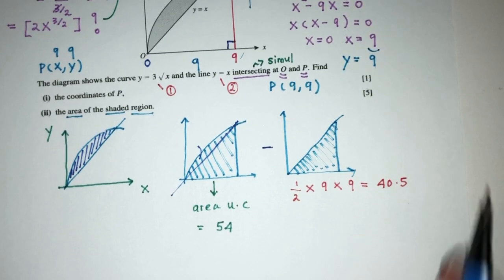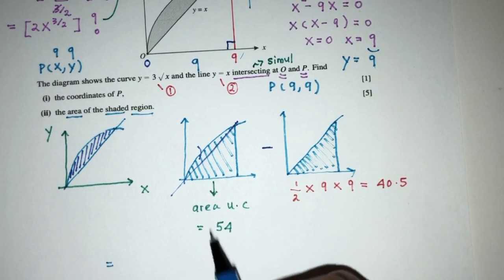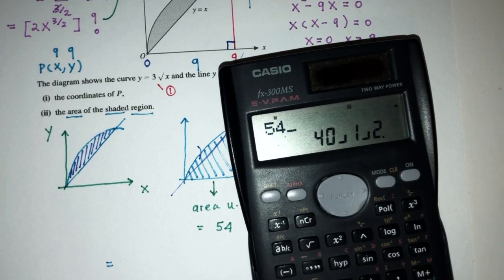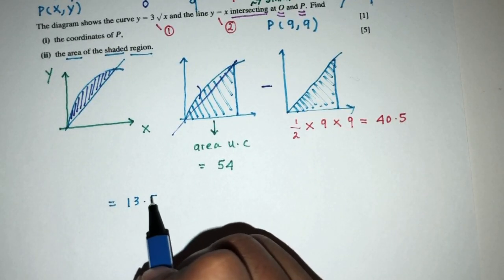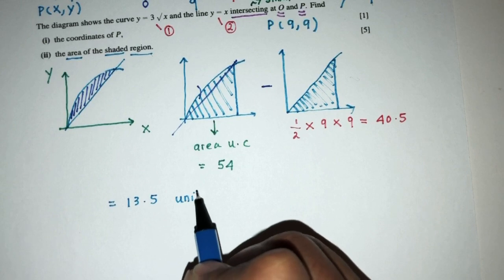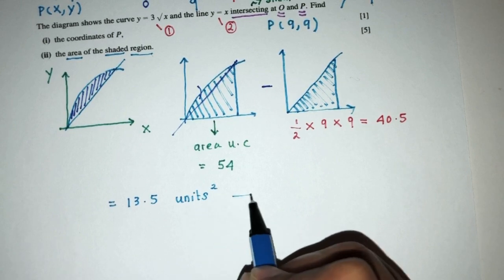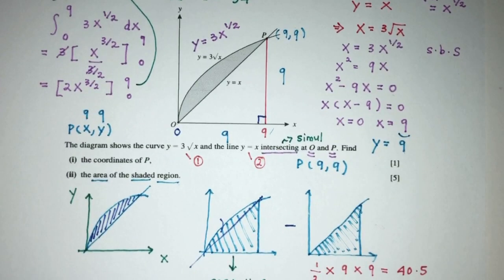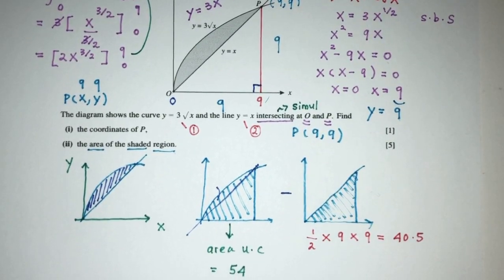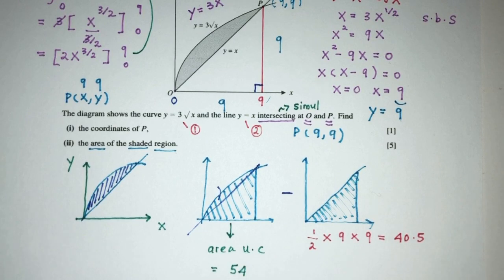Okay, so your answer will be 54 minus 40.5. For the area that we care about, that will be 13.5. Of course, you have to write units squared for the area of the region that we need to find. And this is your question, which relates to area under a curve and using integration.